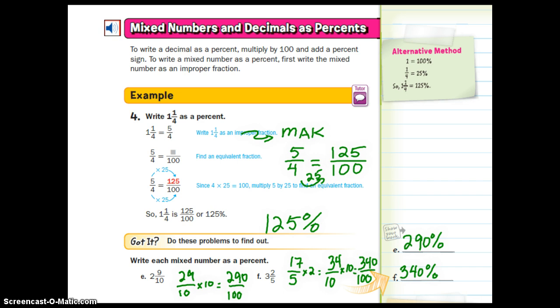Notice on number F, I decided to go ahead and multiply by 2, and then got 34 over 10, and then I multiplied by 10, or moving it over 1, adding zeros, and got 340. It's okay to do things in 2 steps. That way you're a little bit more careful so that you don't make careless mistakes. All right, let's keep going.